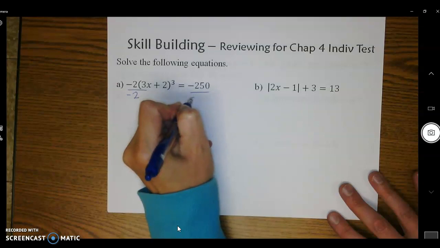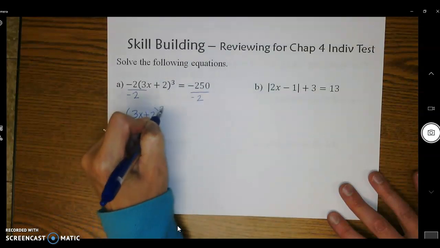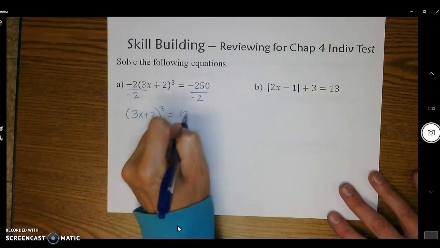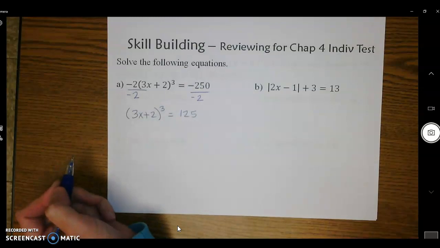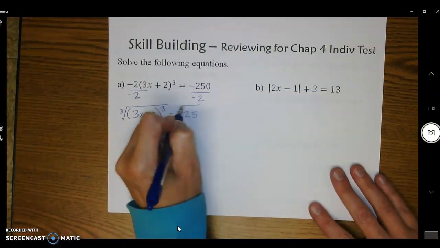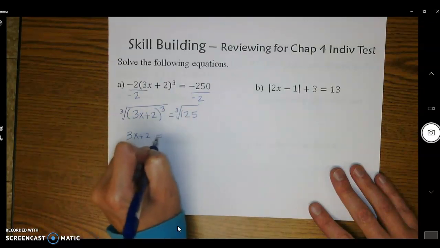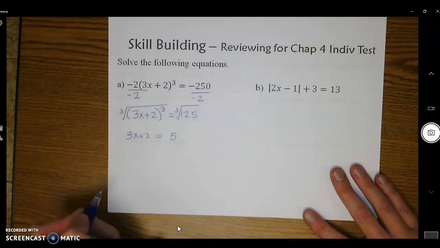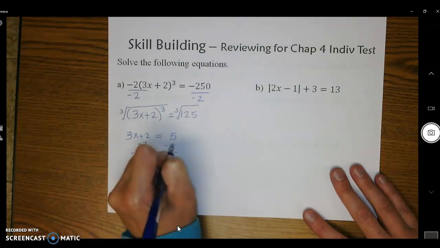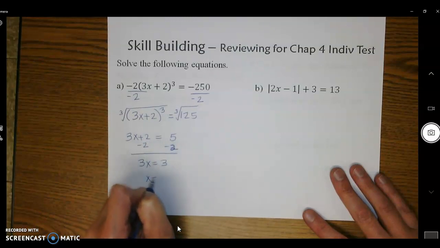divide by -2. So I end up with 3x plus 2 cubed equals 250 divided by 2 is 125. Negative divided by negative is positive. To undo cubing, we're going to cube root. So we end up with 3x plus 2 equals 5. 5 times 5 times 5 is 125. Subtract the 2. 3x equals 3, x equals 1.